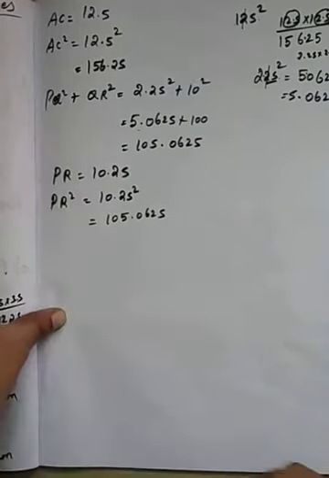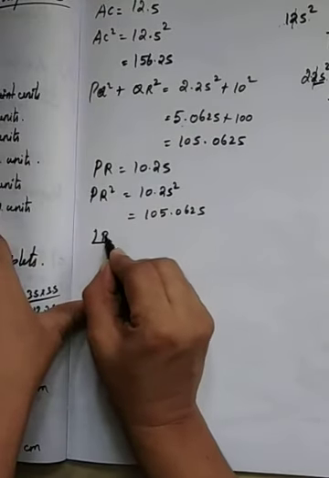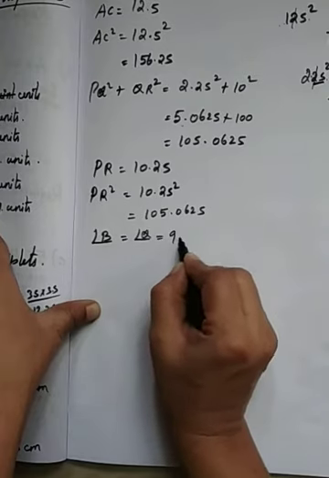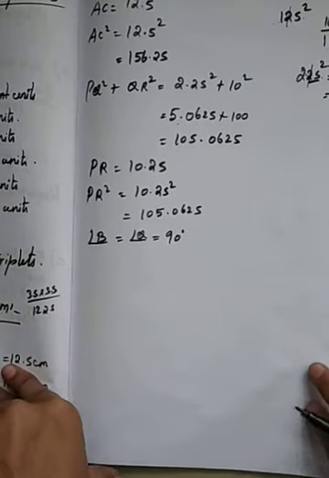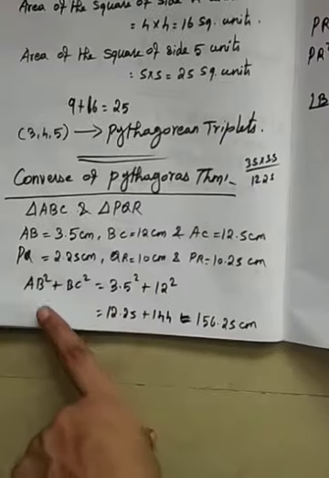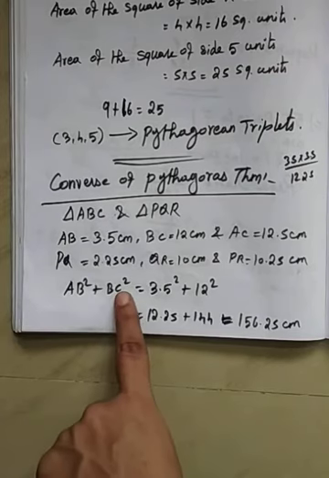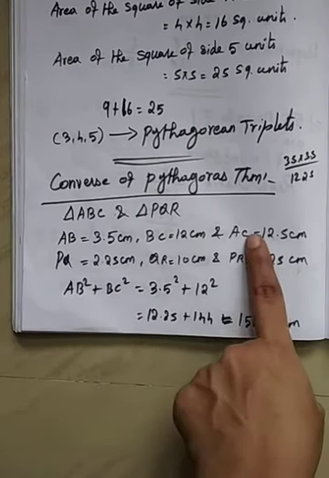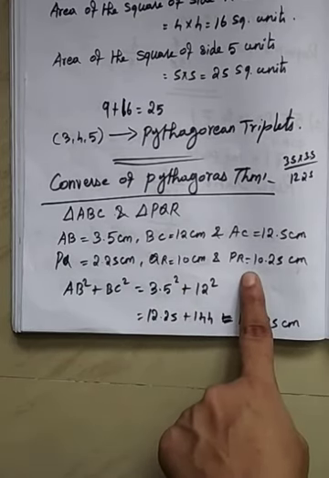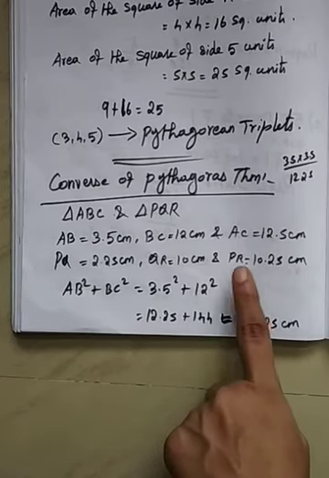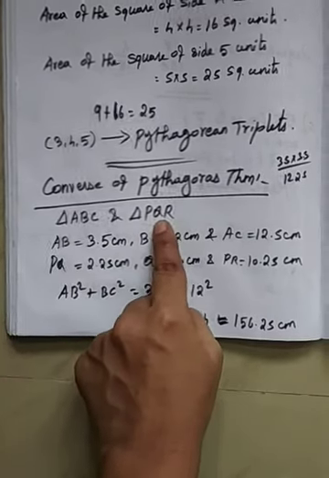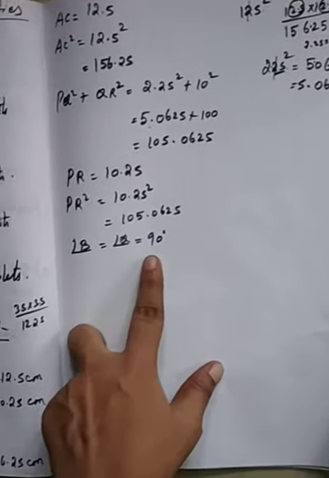You will observe that angle B equals angle Q equals 90 degrees, right? Because this is a right angle triangle. That means Pythagoras theorem is satisfied. AB squared plus BC squared equals AC squared. PQ squared plus QR squared equals PR squared. So that satisfies the right angle triangle. So what do you observe? The angle B and angle Q are nothing but 90 degrees.